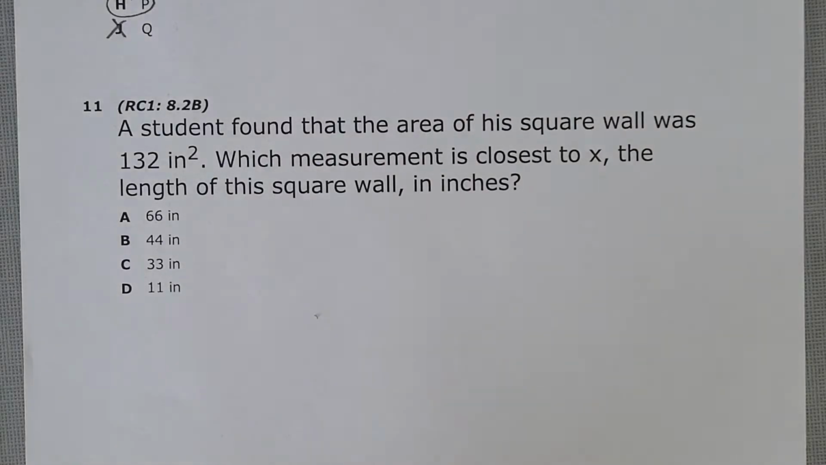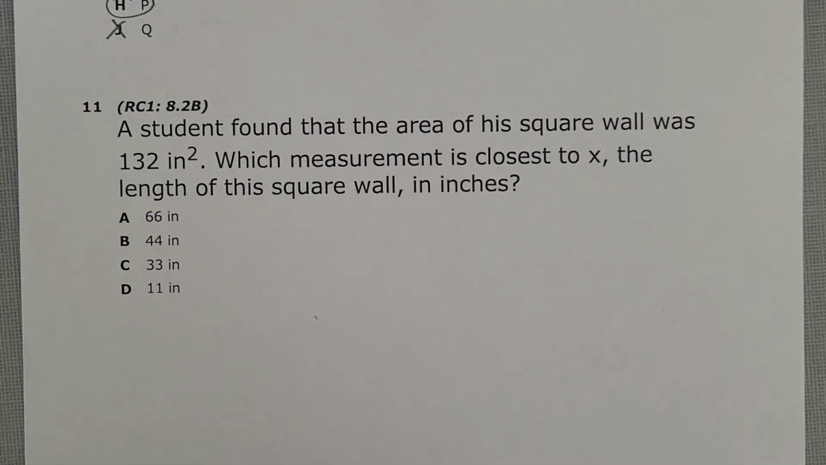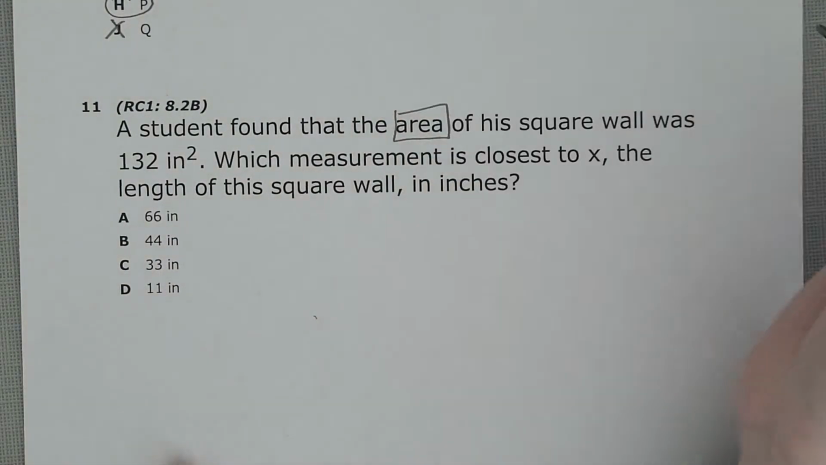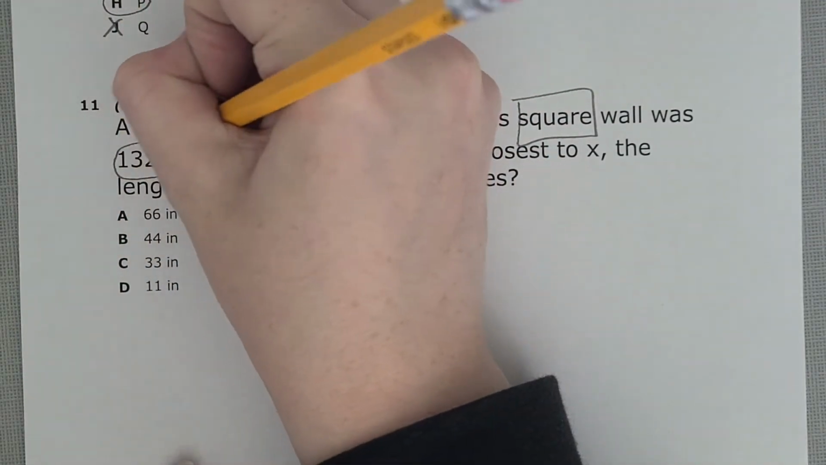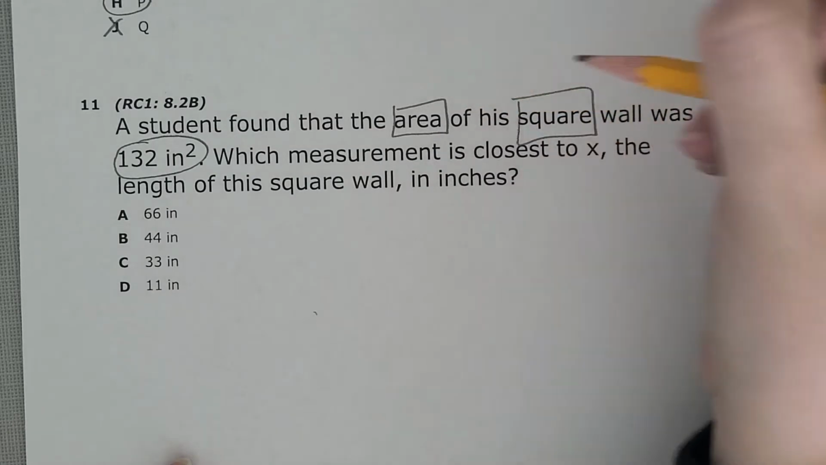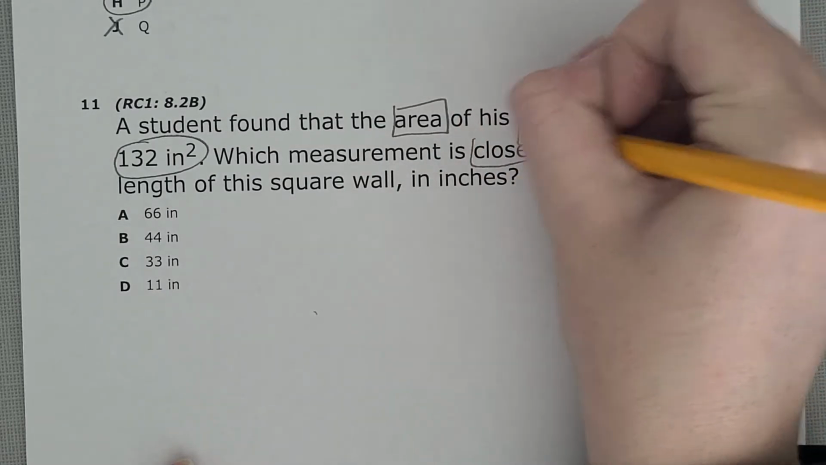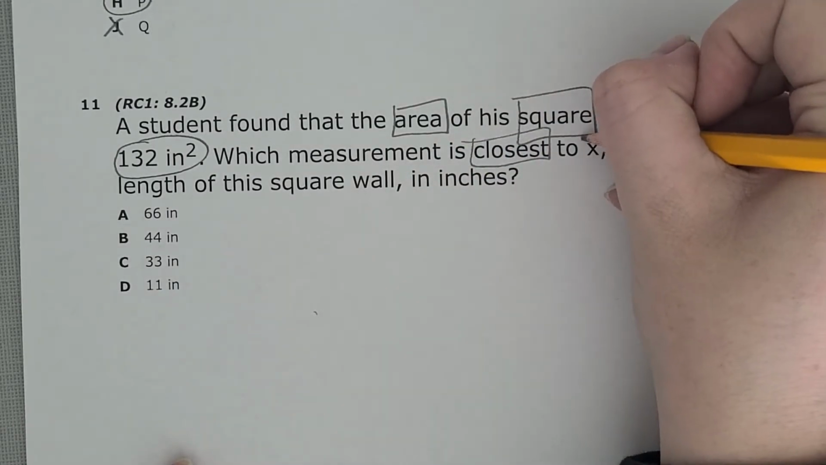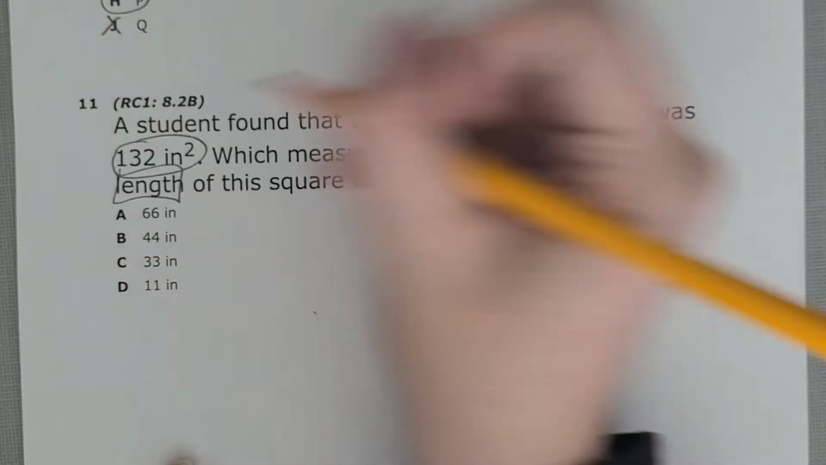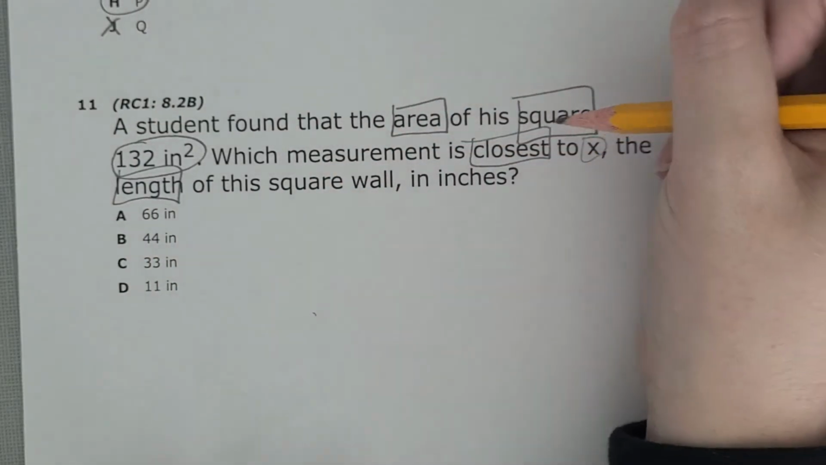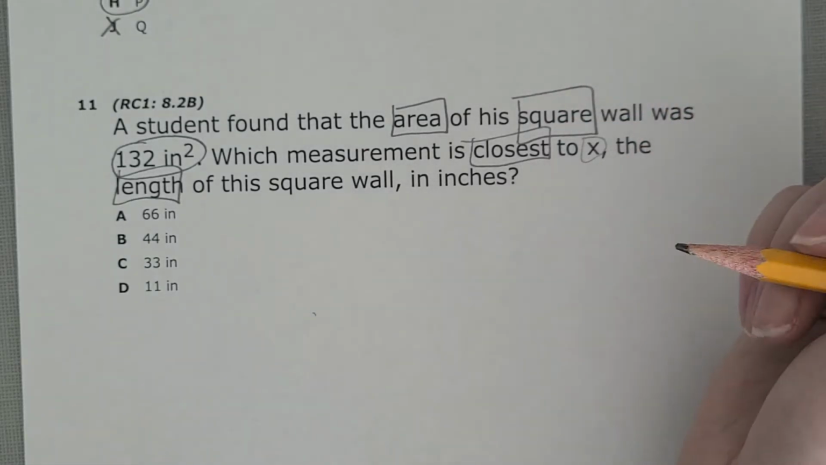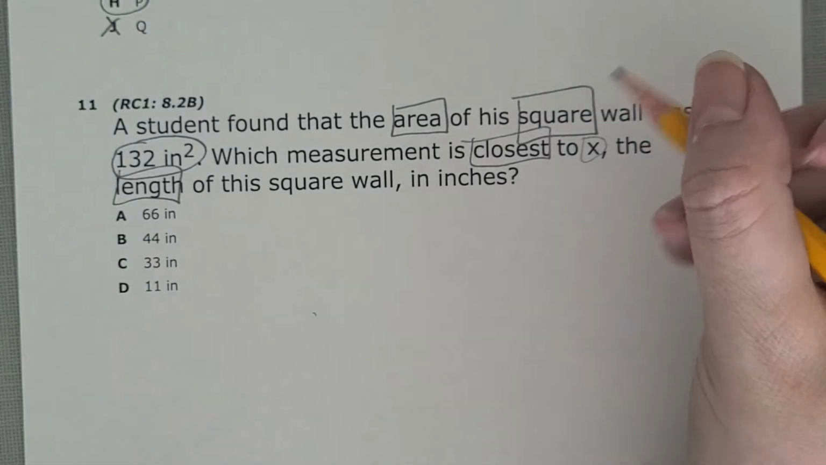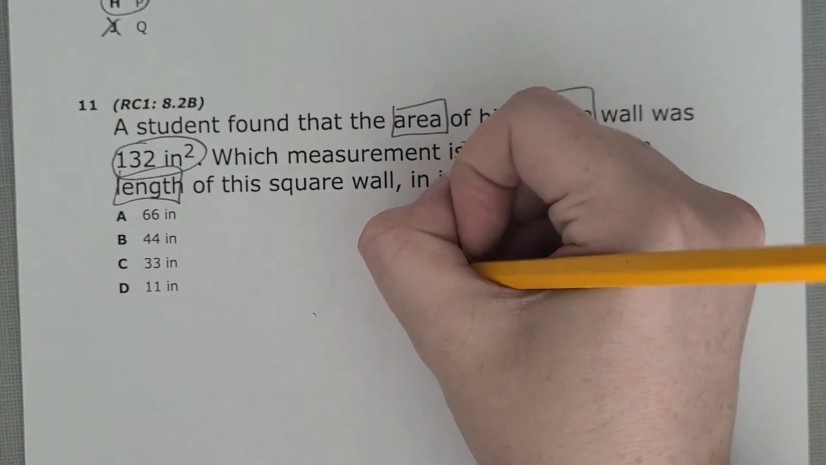Right, number 11 says a student found that the area of his square wall was 132 inches squared. Which measurement is closest to x, the length of this square wall in inches? Okay. A student found that the area of his square wall was 132 inches squared. I'm going to draw myself a picture.